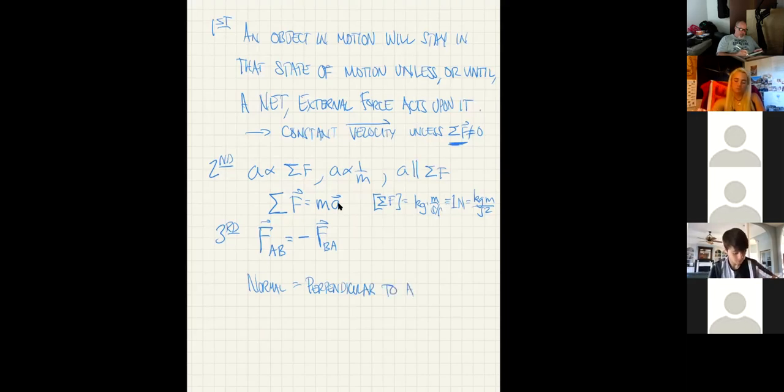To a plane. When a line is perpendicular to another line, that's just called perpendicular. But when a line is perpendicular to a plane, then it's called normal to a plane.